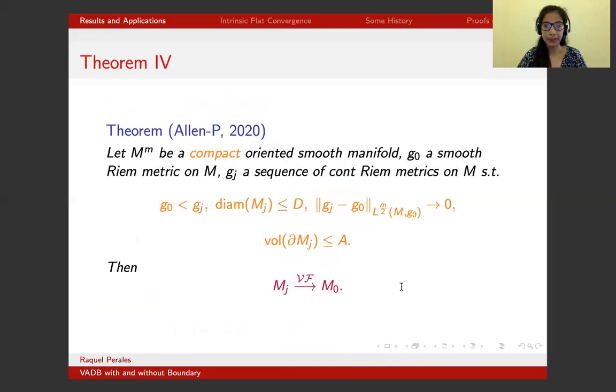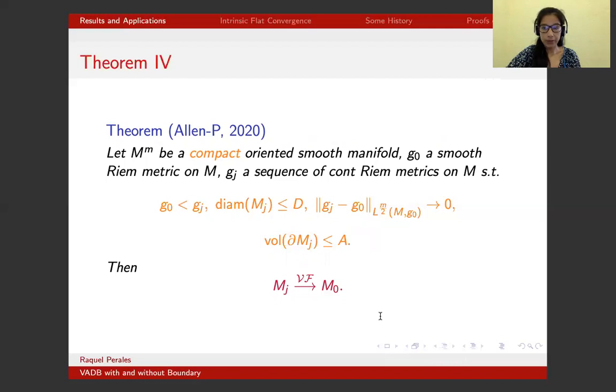And finally, my next main theorem, what we do is we drop the condition of the volume convergence and we replace it by the M/2 norm of Gj minus G0 converging to 0, and a uniform diameter bound. And a uniform volume bound of this type. So we want the volume of boundary Mj to be less or equal than A. So under these conditions, we have intrinsic flat convergence to M0, and we also have volume convergence as well.